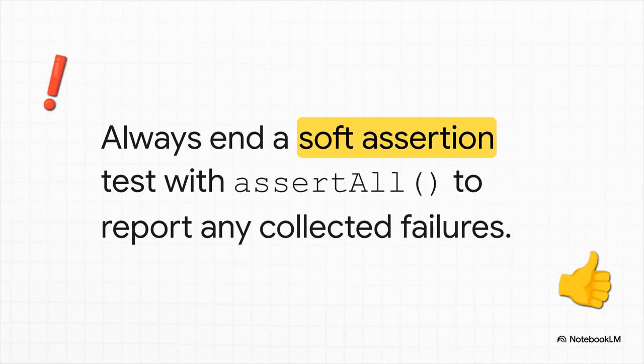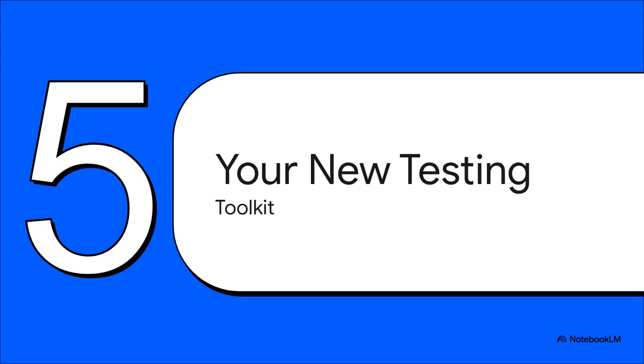Okay, listen up, because this is the single most important rule for soft assertions. You have to remember to call assert all at the end of your test. If you forget it, any failures that were found are just thrown away. Your test will incorrectly show up as a pass, and you'll miss the bug. Don't forget assert all.